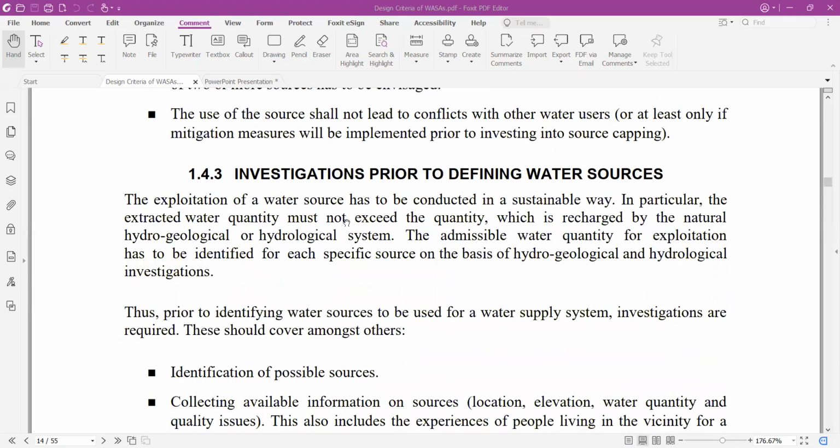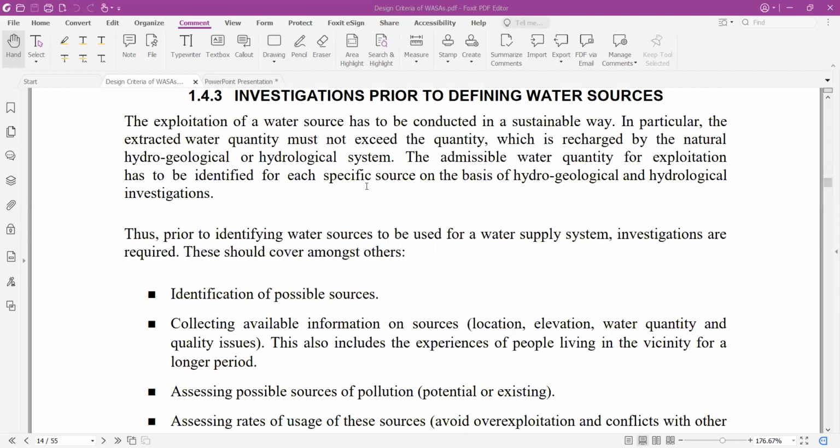So, investigation prior to defining the water resources is very important to quantify the quality of the water, the seasonality, and the variation through seasons in a source, how the water level varies in that source. The admissible water quality and water quantity for exploitation has to be identified for each specific source on the basis of hydrogeological and hydrological investigations.